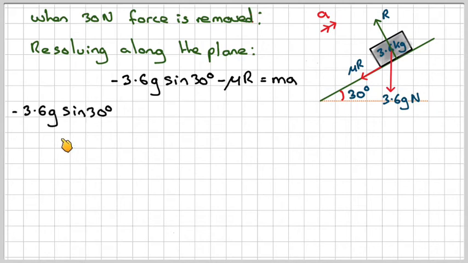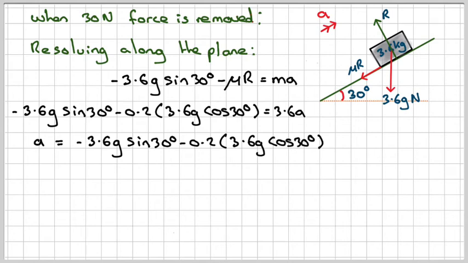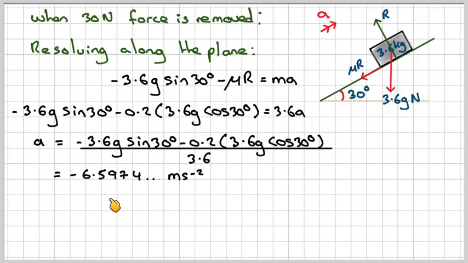So 3.6g sine 30 minus 0.2 times R, which is 3.6g cos 30, that won't change from before, is equal to 3.6a. And therefore a will be all of this divided by 3.6, which will give me minus 6.5974. So the acceleration is going to act against it, and it's going to slow the block down, which we would expect.